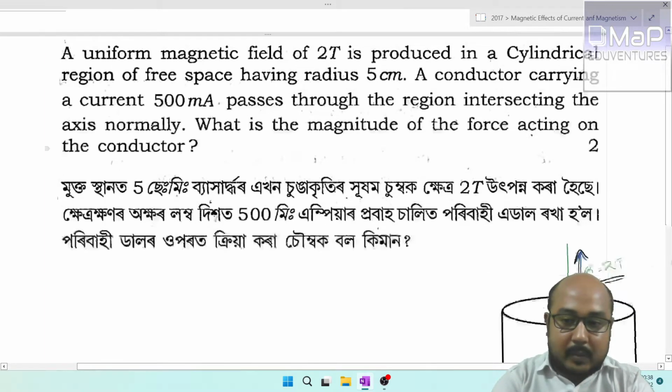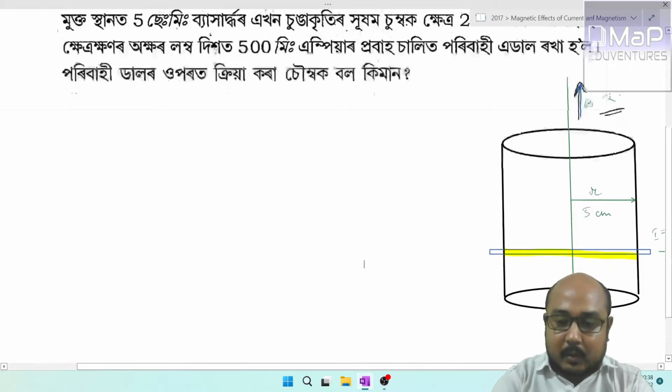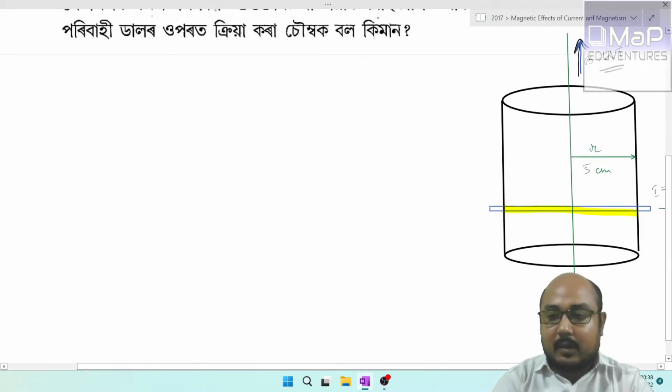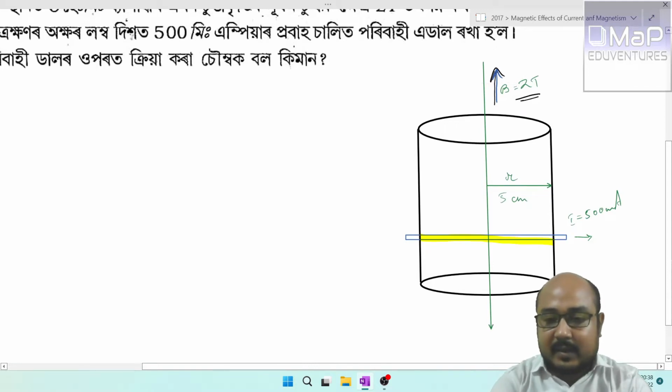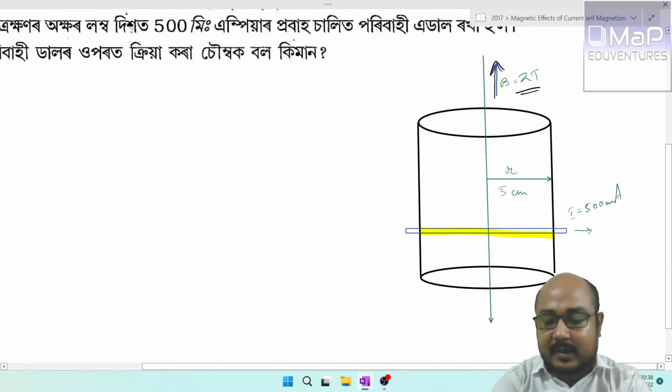So etu uliabole moi eta diagram banai disu so that question to bhalke buja jay. Hol to diagram to enka ase ami eta cylindrical region hoisu. This cylindrical region has radius r equal to 5 cm and there is a rod placed in this region which is carrying a current 500 milliampere. Okay, and the magnetic field is along the axis juntu ami yat upor dekhaisu B equal to 2 Tesla boli.